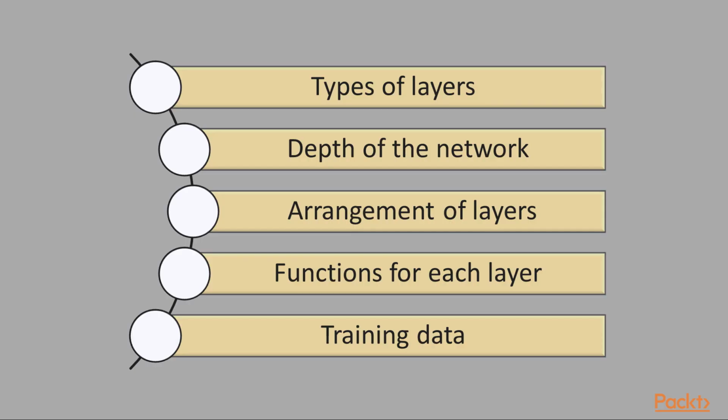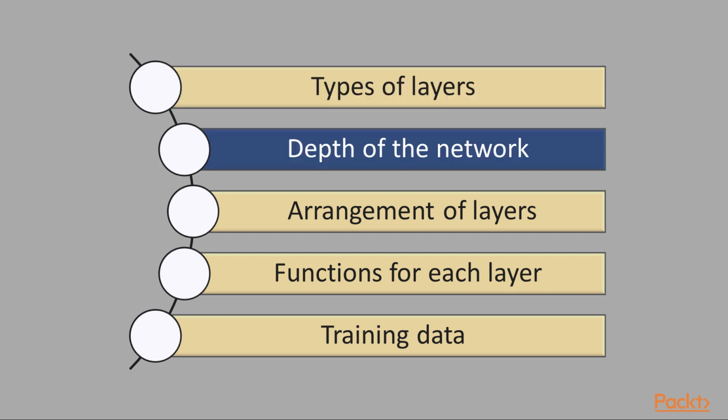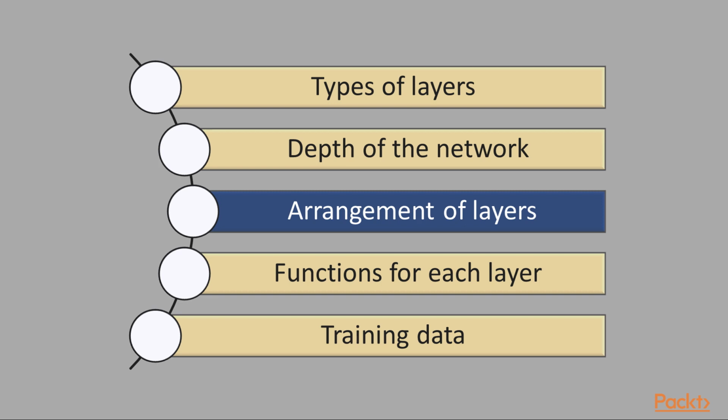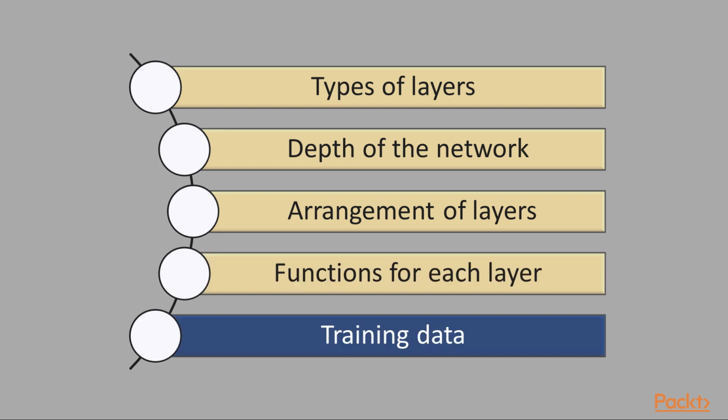Many different architectures for CNNs have been proposed, and it's an active area of research. The accuracy and robustness of a model depends on many factors: the type of layers, depth of the network, the arrangement of various types of layers within the network, the functions chosen for each layer, training data, and so on. That's all for this video. We learnt the basics of CNN here.